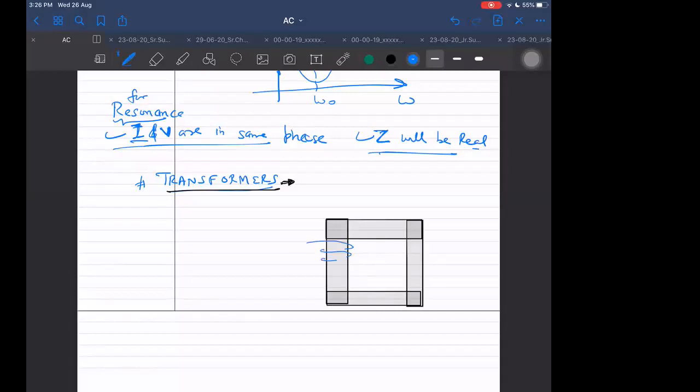Current carrying coil. This side also there will be a choke coil. Choke coil is an inductor, a good inductor having large inductance. In the syllabus they gave us: very high inductance, low resistance, no resistance. Ideal inductor, we can say.